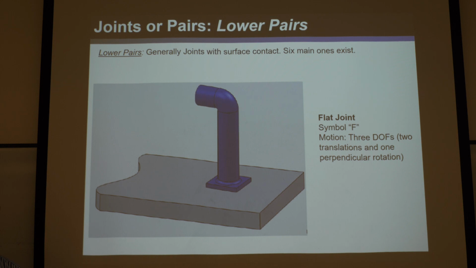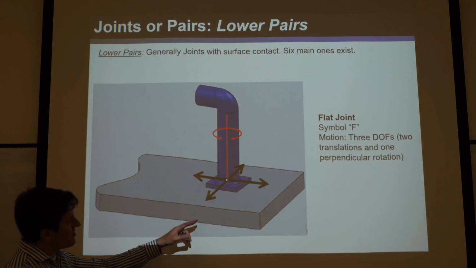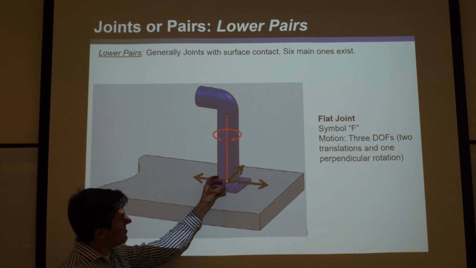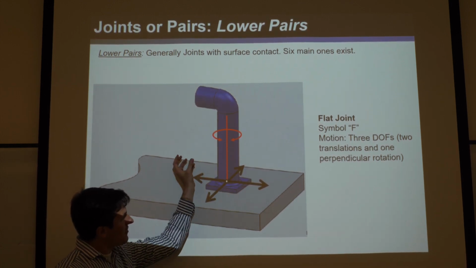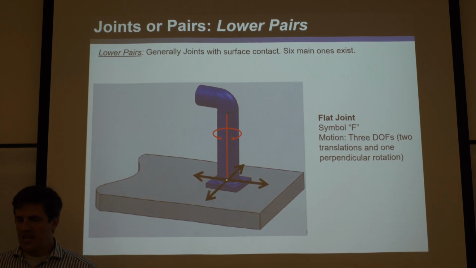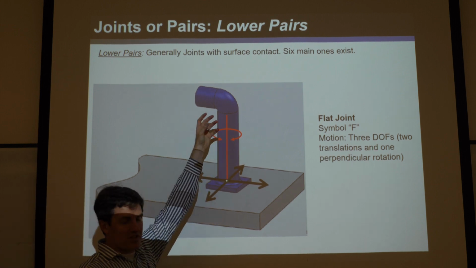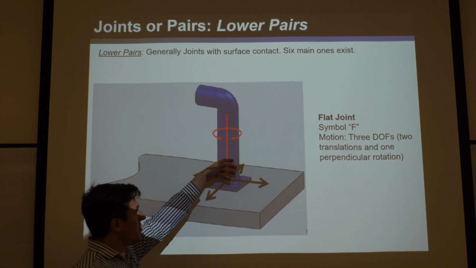Okay, so this is a flat joint, and this is the last of the 6 lower pairs. It's a flat joint because it's flat on flat, and its symbol is F, and it moves with 3 degrees of freedom as well. It can translate on the surface. You can imagine it could slide in 2 different independent directions, and it could rotate. So any planar motion is what it could do. Now you might say, well, my goodness, I could just lift this right off, and you'd be right, but you would break the joint.